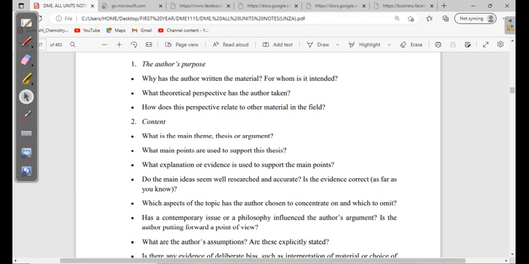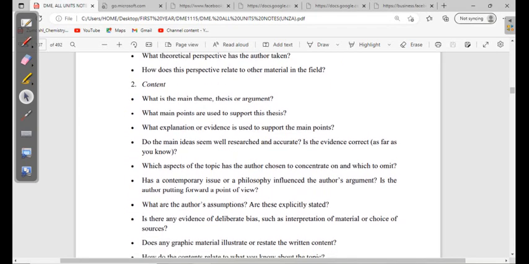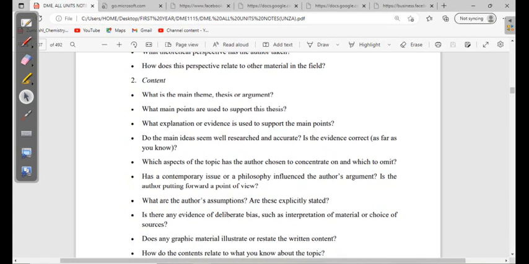And what theoretical perspectives has the author taken? Are there some theories in the writing or are there all opinions that he thinks he's writing about? And how does this perspective relate to other materials in the field? So if there are some perspectives of what the author thinks or has written about, how does it relate to some other things in that same field? For example, if it is in medicine, how does this information relate to some other things which are in medicine? So you get to look at that.